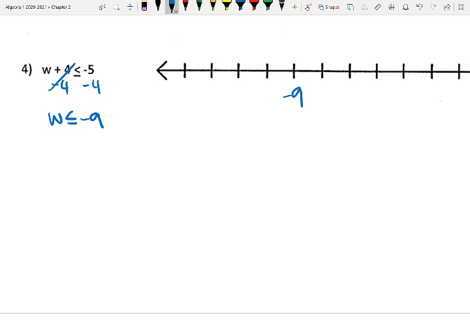So when I go to my number line, negative 9, negative 8, negative 7, negative 10, negative 11. Make sure you're careful on those negatives because when you're negative, the bigger the number is, the further away it is from 0, the further left it is. Graphing wise, this is going to be a closed circle at negative 9 because it's or equal to, and w is less than negative 9 or equal to negative 9, so shade it to the left.